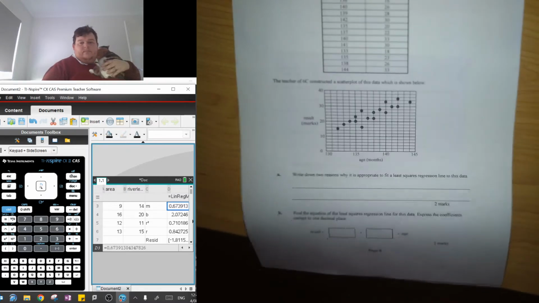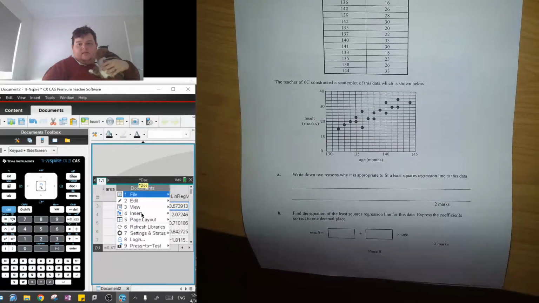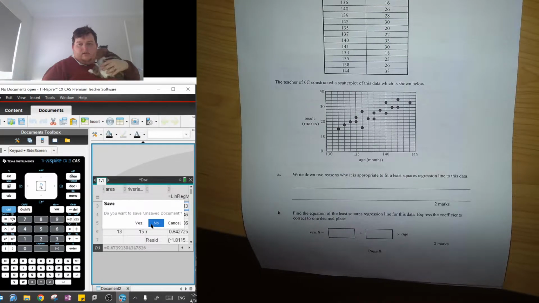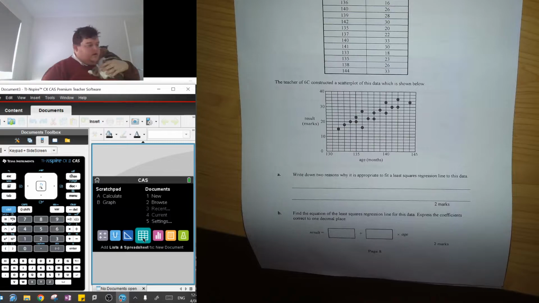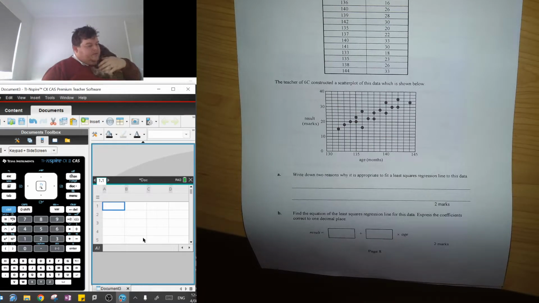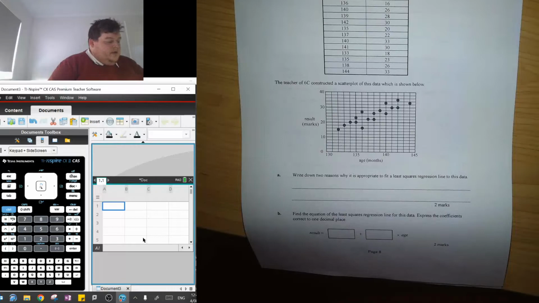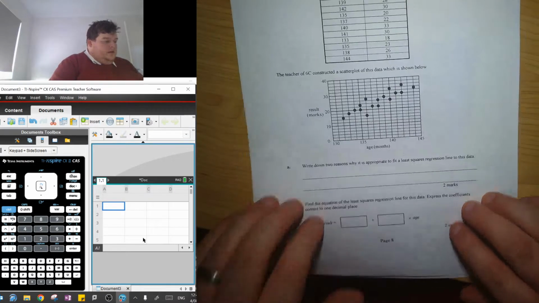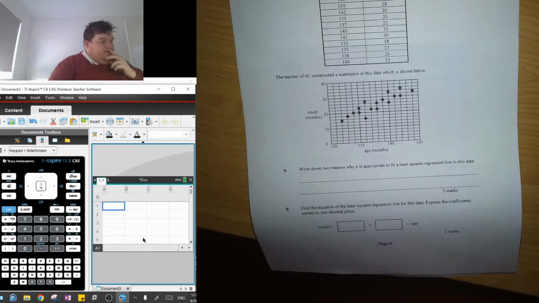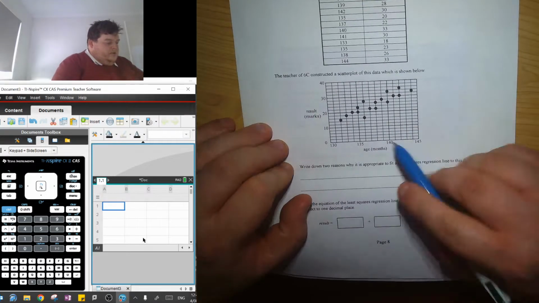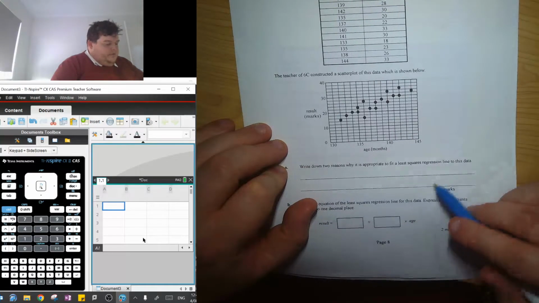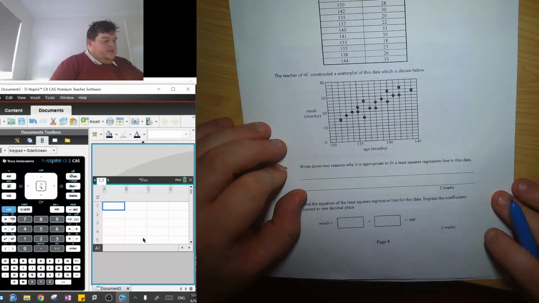All right, and we have another question which will require me to do my list and spreadsheet, I believe. Thank you, Jane. You're making this very easy. Okay, so we have the months and the age in months and the results. Teacher constructed this scatter plot. Write down 2 reasons why it is appropriate to fit a least squares regression line to this data.